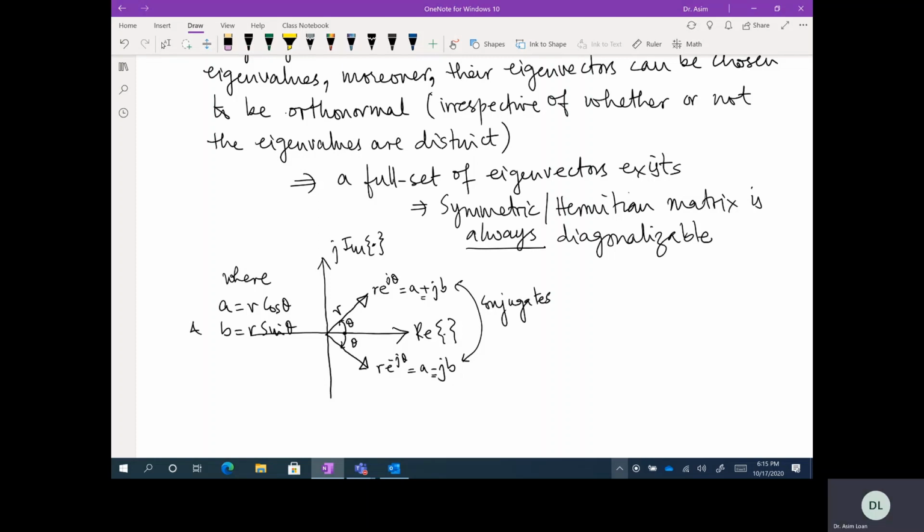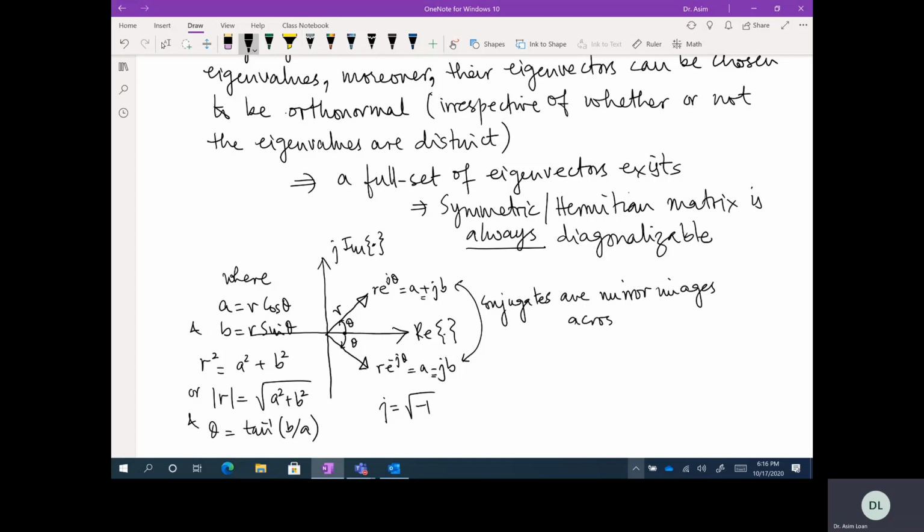And R squared is, by Pythagoras theorem, A squared plus B squared, or the magnitude of R is the square root of A squared plus B squared, and theta is tangent inverse of B over A. Sometimes we'll write J, sometimes we'll write iota, where J is the square root of minus one. And conjugates are mirror images across the real axis.